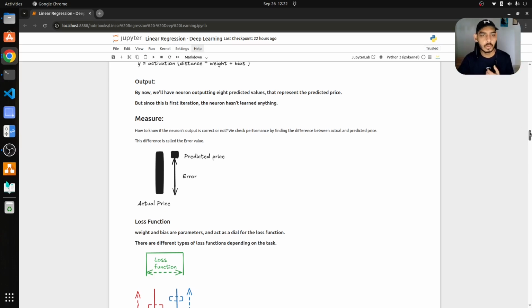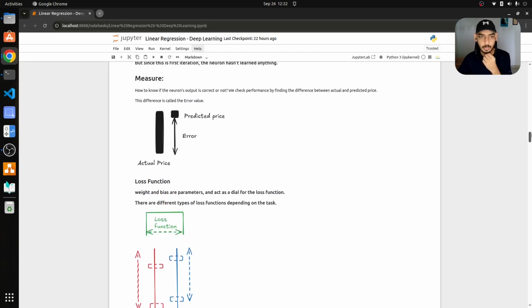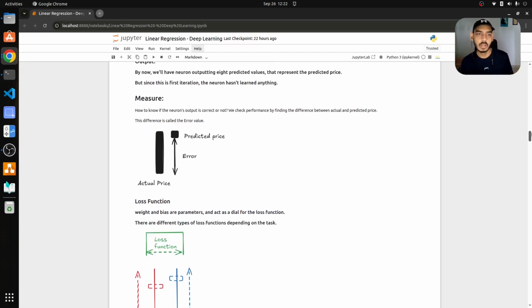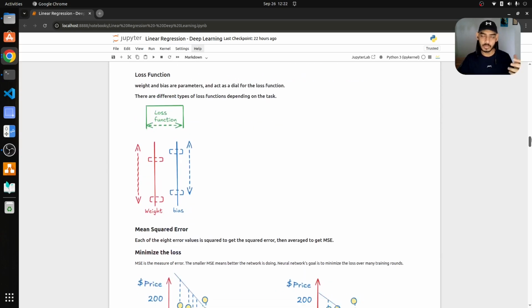So let's now talk about measure in the training cycle. In the previous step, we were trying to get the output from the neuron, and we got 8 predicted values. Now we can use those 8 predicted values and compare them with the ground truth and get the error value. This is how you will understand whether your output is correct or not. While we are doing that, we'll also talk about what a loss function is, where you have these parameters called weight and bias, which will try to change the value of the loss function.